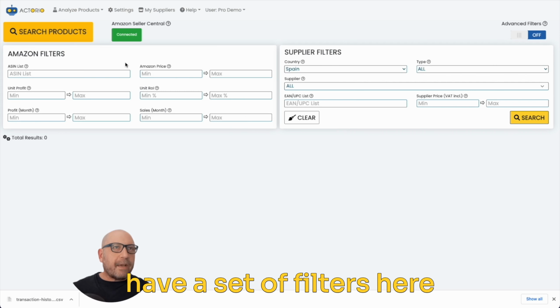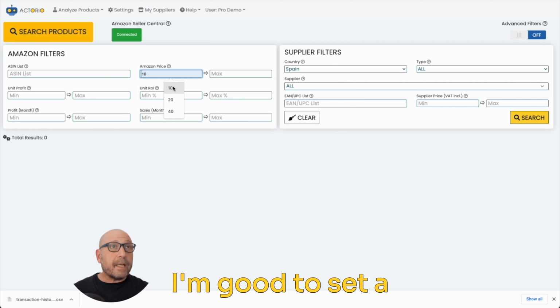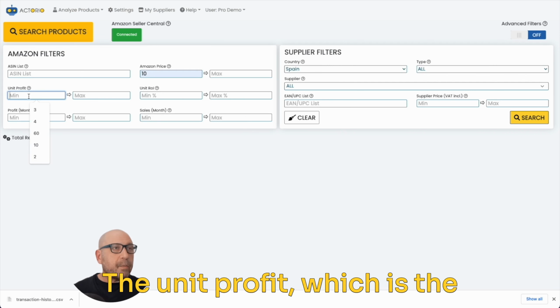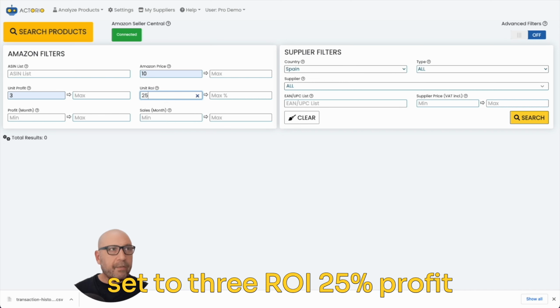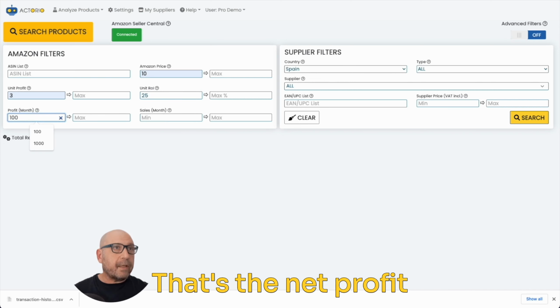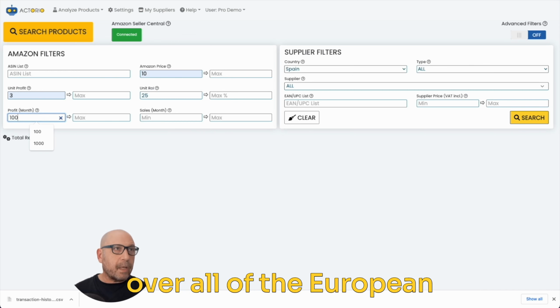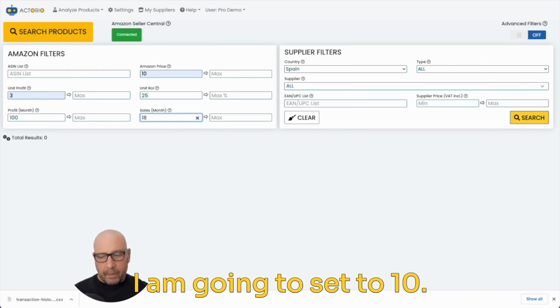What I'm going to do is I have a set of filters here, and I'm going to set my filters for the Amazon price. I'm going to set a minimum of 10 euros. The unit profit, which is the net unit profit per product, I'm going to set to 3. ROI 25. Profit per month is 100 euros. That's the net profit over all of the European Union for my product. And this is the number of units sold. I am going to set to 10.